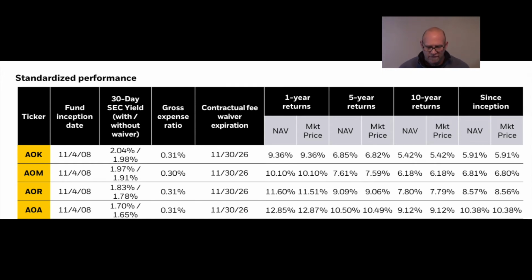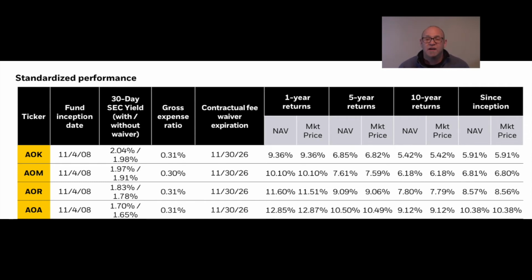Taking a look at how we've done over the 1 year, the conservative is even 9.36, which surprises me. Down to the aggressive, got about 12.85%. Over the 5 years, the conservative is about 6.85, which is about where I would expect it, and the aggressive fund is about 10.5%.